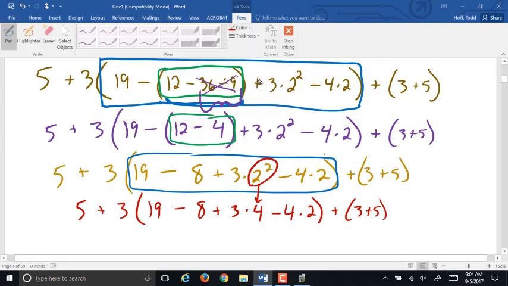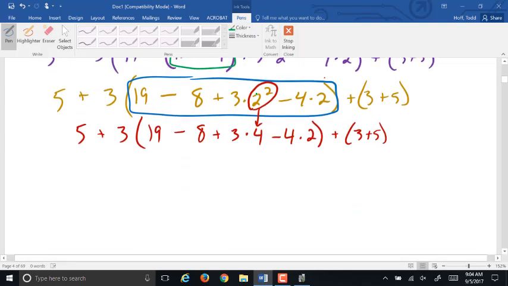Next, inside the parentheses, any other exponents? No. Multiplication or division? There's a couple, so we're going to go left to right. We're going to do the 3 times 4 first, which is 12.